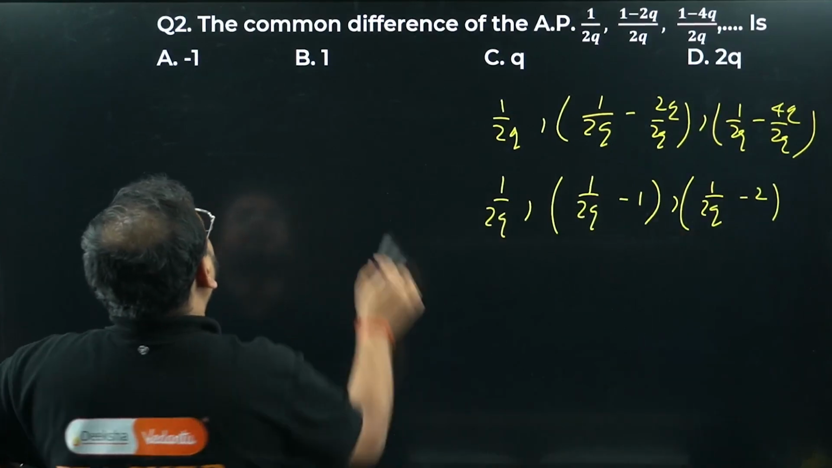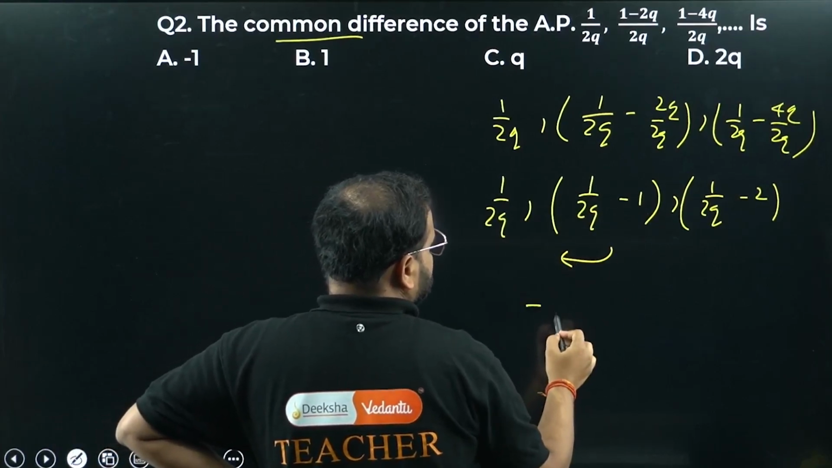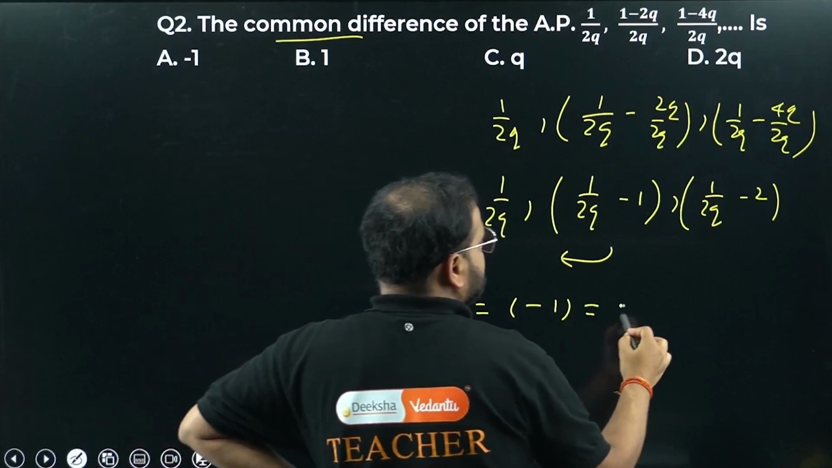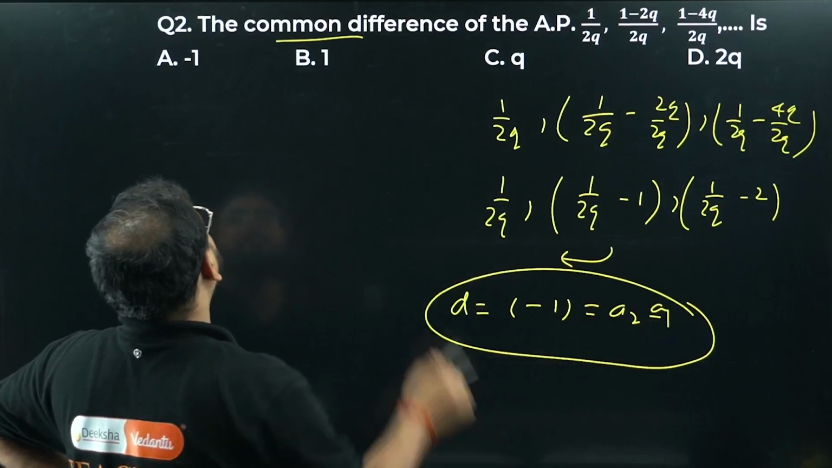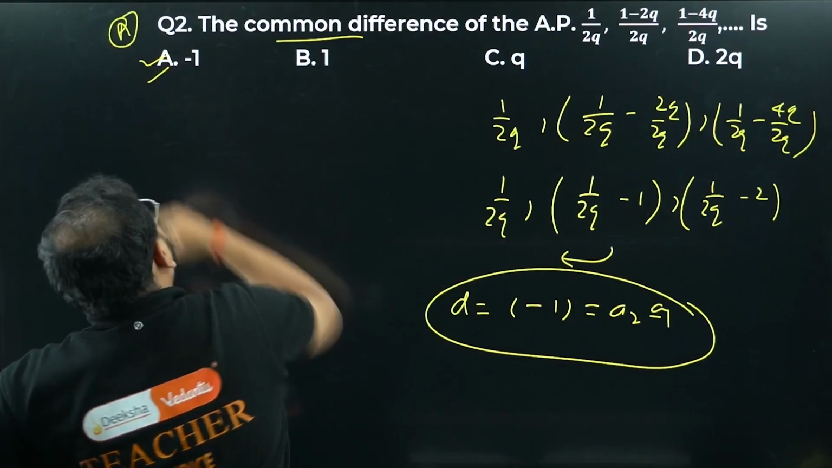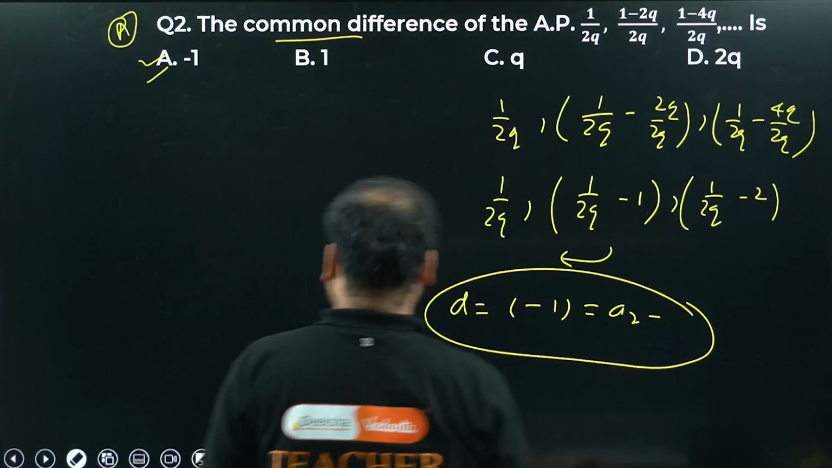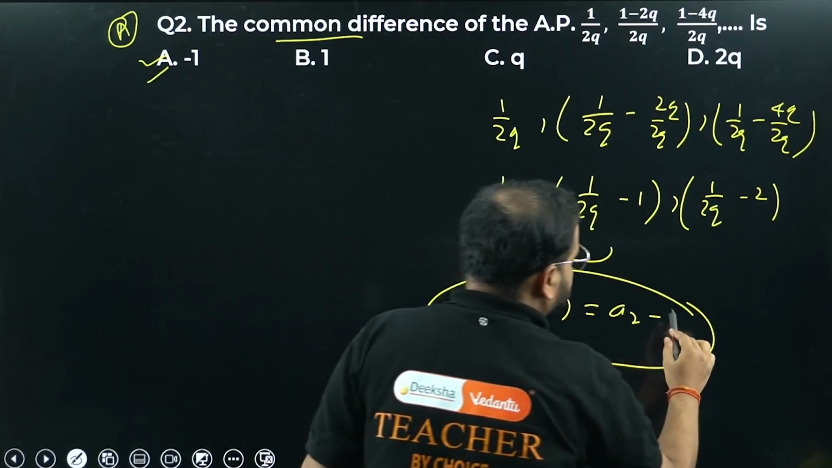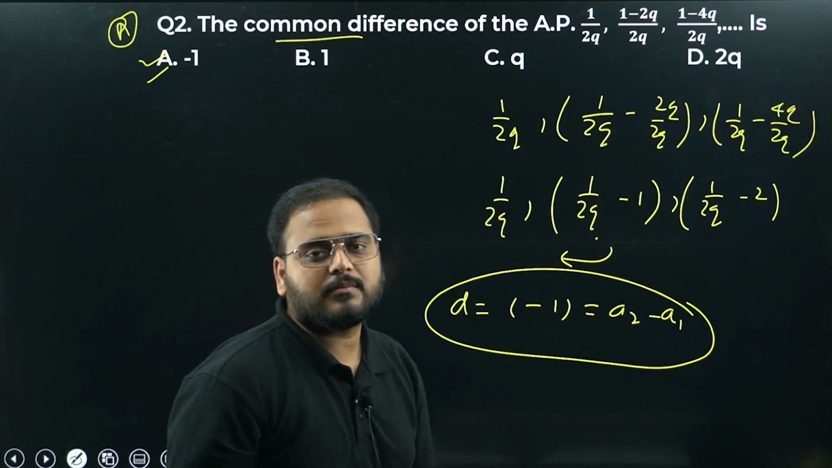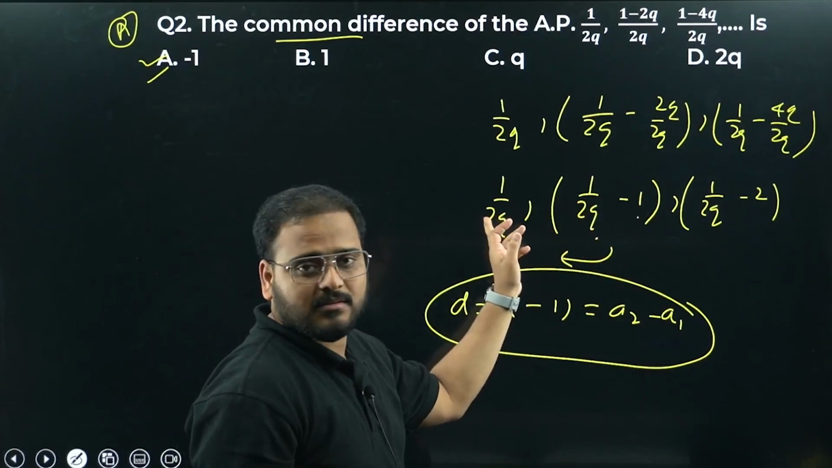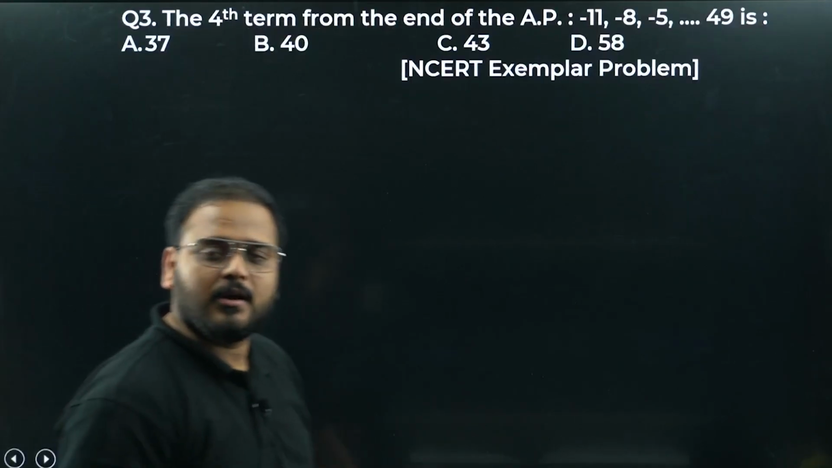What are they asking? Find the common difference. Subtract this and this. What are you going to get? If you subtract, this will be cancelled. You'll have only minus 1 left. Common difference is A2 minus A1, giving us the result to be simply minus 1. Option number A. Let me just rewrite this part. A2 minus A1, answer is minus 1. Please do the subtraction of these two terms. This will get cancelled. Minus 1 minus 0 will be simply minus 1. Question number 2, option number A. Got it? All of you got this answer right?